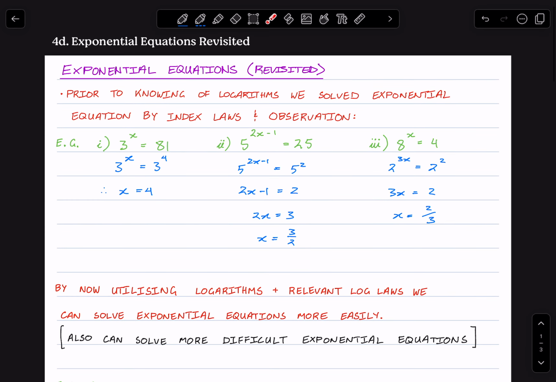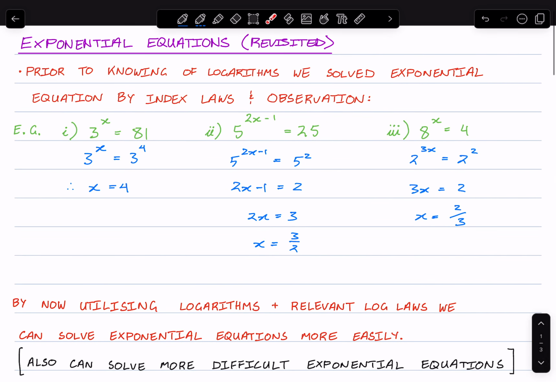One of the techniques that we did is that we converted all the expressions to the same base, like 5 and 25. Well, 25 becomes 5 squared, and 8 becomes base 2. 4 also becomes base 2. Once we've changed these using index laws, we saw that these indices should match. So from here, x equals 4. In this example, 2x minus 1 equals 2, which we can solve using linear equations. And likewise with this, 3x equals 2, which we can also solve using linear equations.